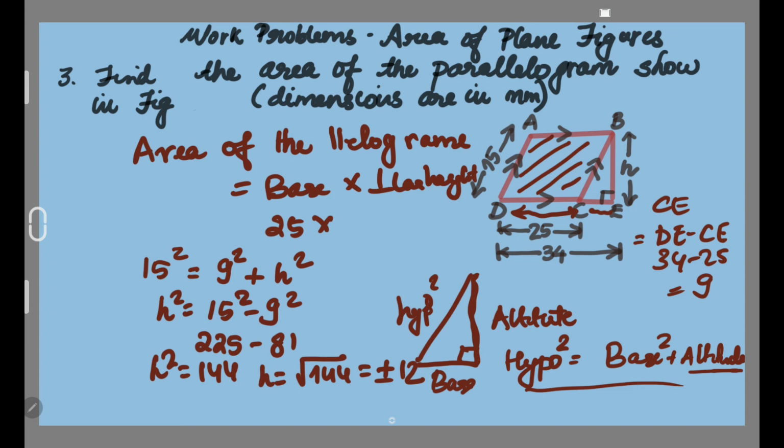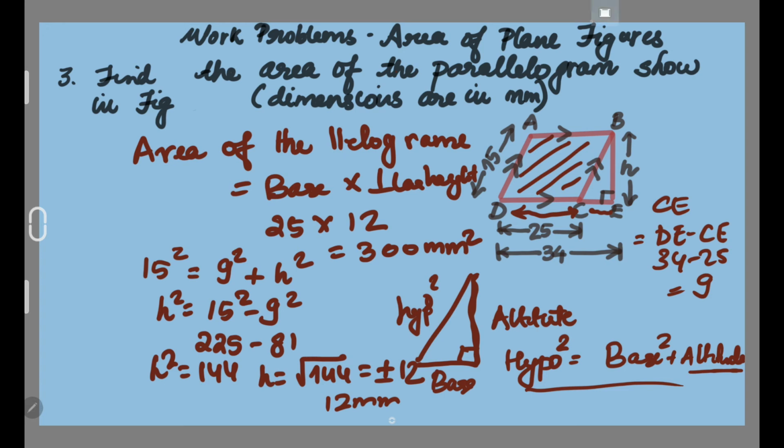millimeter is the value, right? Because dimensions are in millimeter. So 12 millimeter is the height. Now we can easily substitute here. 25 into 12 will give you the area of this parallelogram, that is 300 millimeter square. That's all for this problem, and I hope everything is clear.